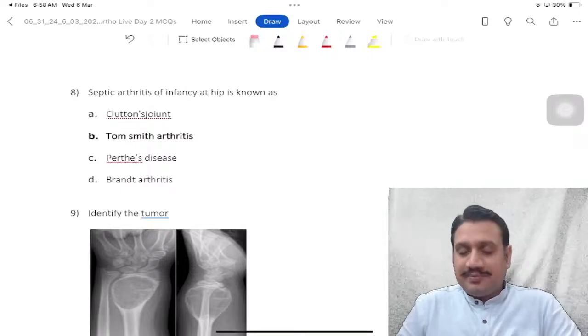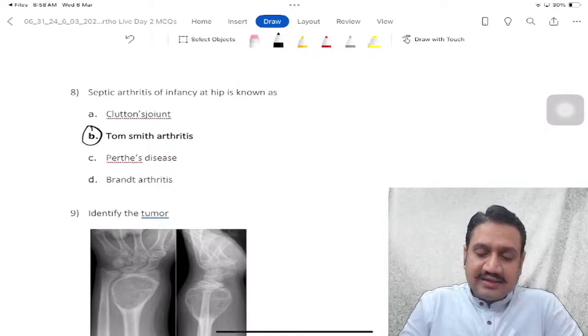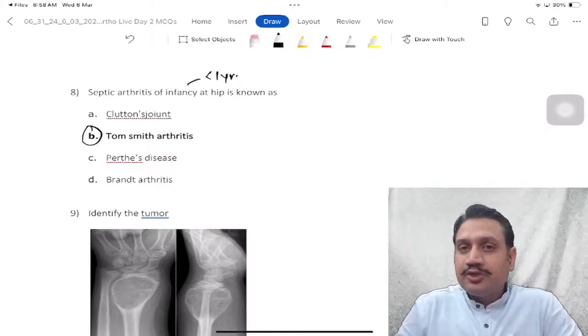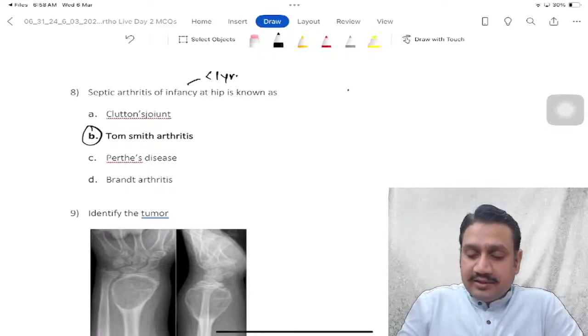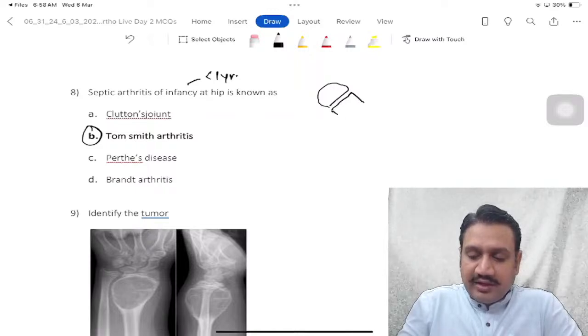Hip, right? Septic arthritis of hip in infant, what do we call it? It is Tom Smith arthritis. Now, what exactly is that? Infancy, we know, is less than 1 year. And how is this different from tuberculosis, you remember? In the hip joint of the pediatric age group, you know that this is how the hip will be because the growth plate is still there and the joint is still developing.